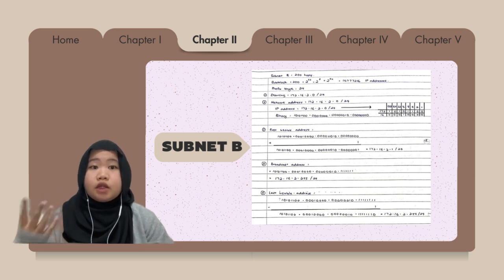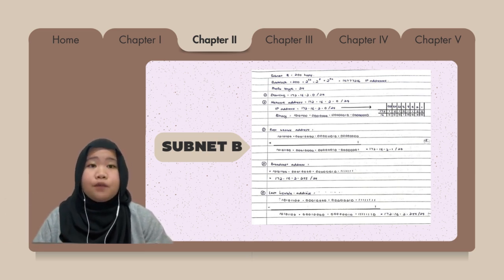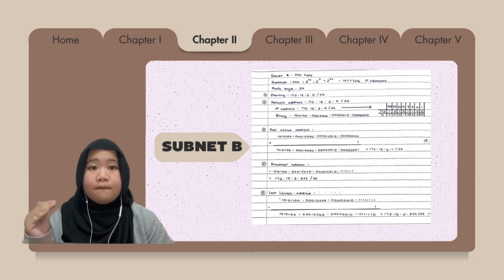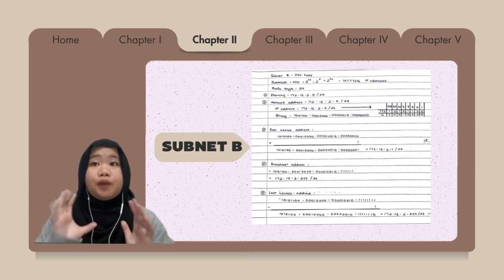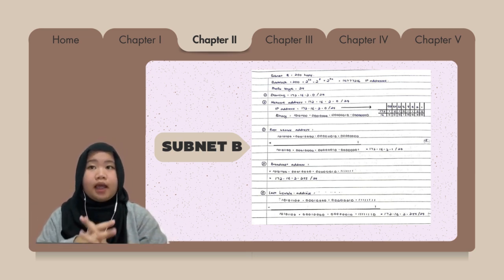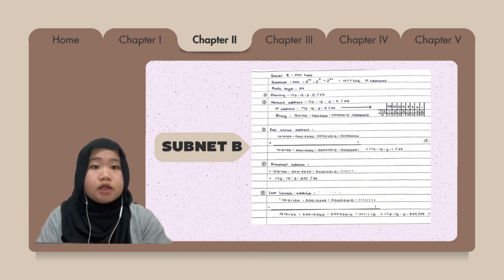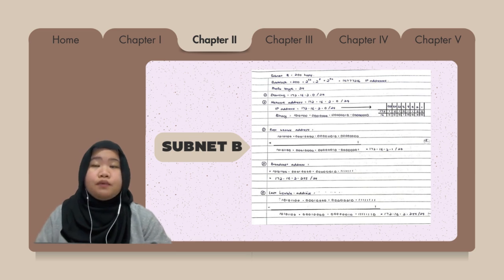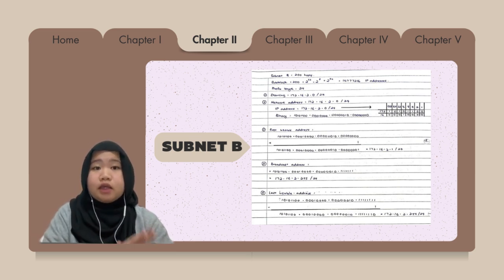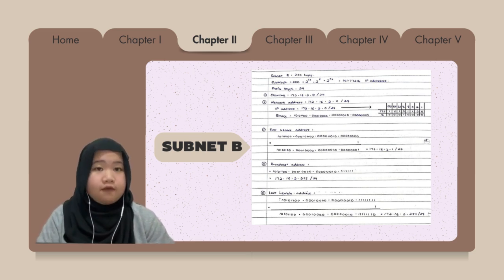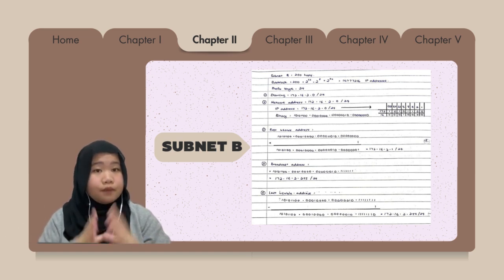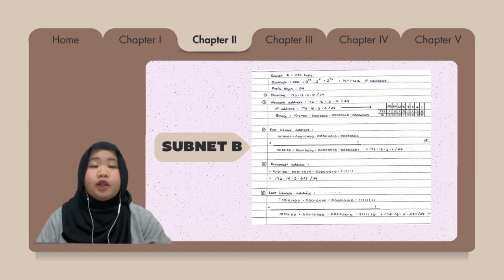We have to change it to the binary first. So after we change to the binary form, we're going to have to +1 for the address, and after you're done with your calculation in the binary form, it would be 172.16.21/24.